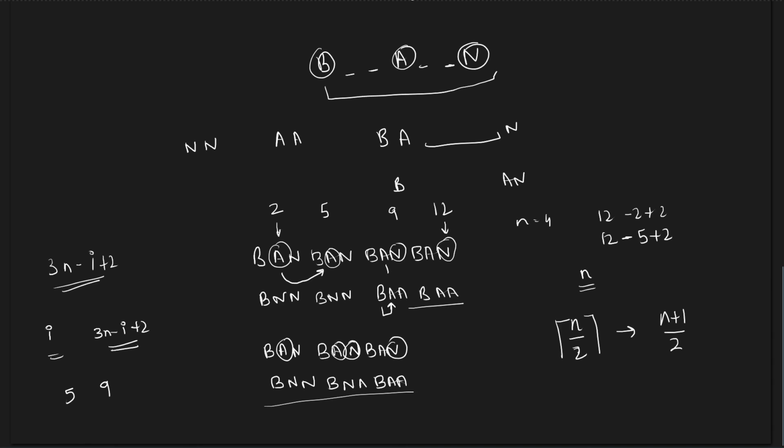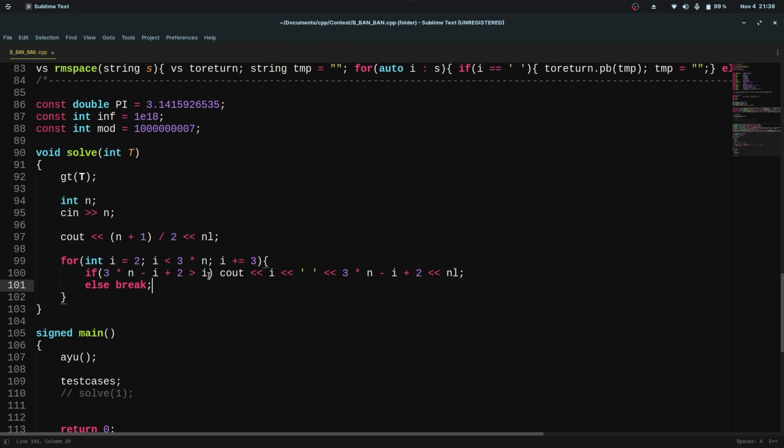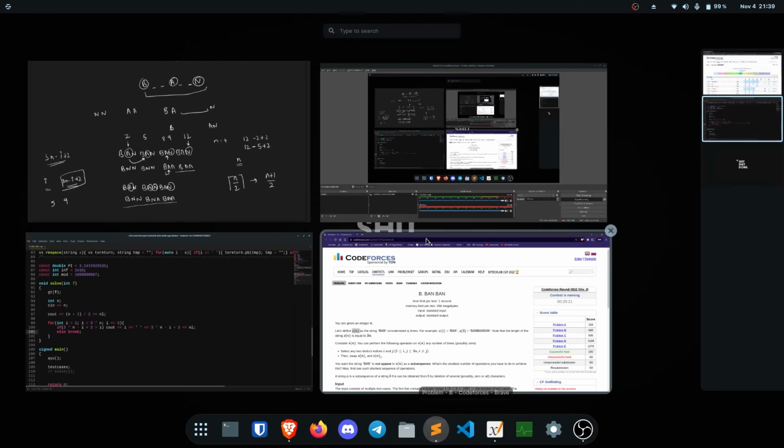As soon as I move to this particular position, when I have i equals 8, then the value of 3n minus i plus 2 would be less than i, right? So at this point I need to just break out of the loop because I have printed all the values. So I do else break, and so this would be the solution for the second question.